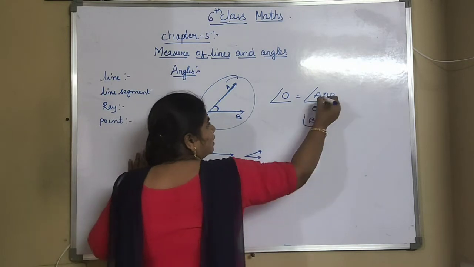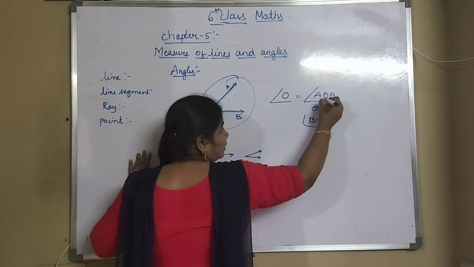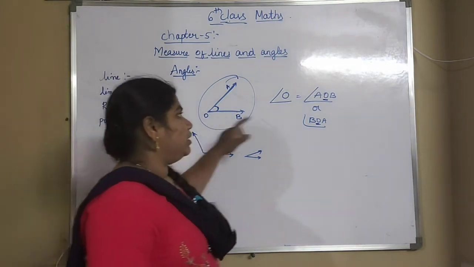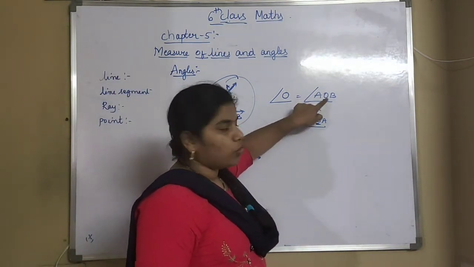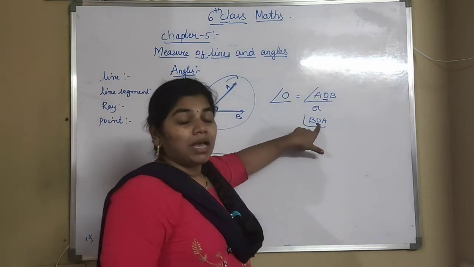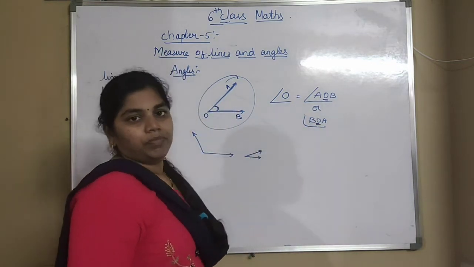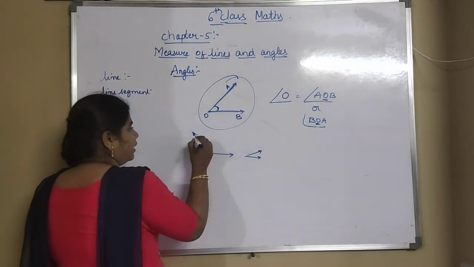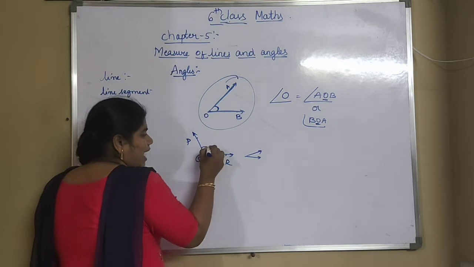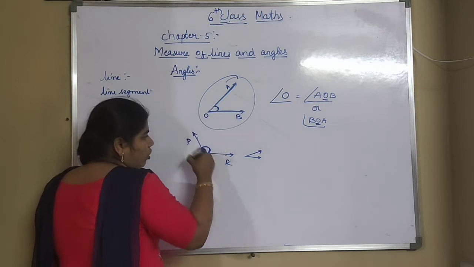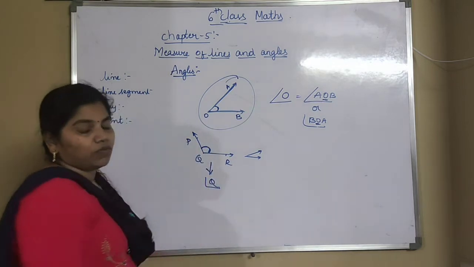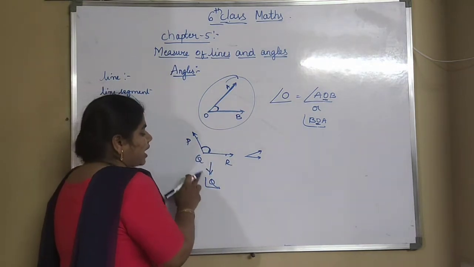What is the angle here? Which alphabet is lying in the middle? That belongs to angle. In middle you are seeing O, that means angle O. Here also in middle you are seeing O, that means it is forming angle O figure. In the same way if I take here P, Q, R, where angle is forming here, we can call this as angle Q.